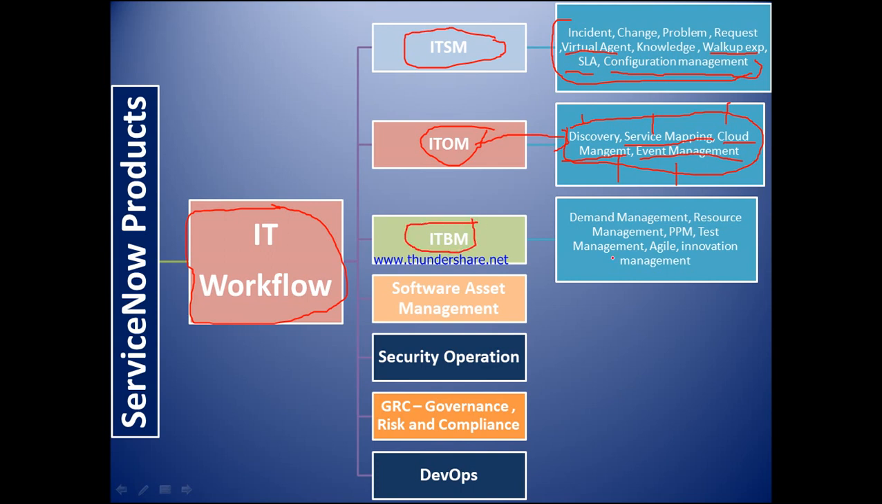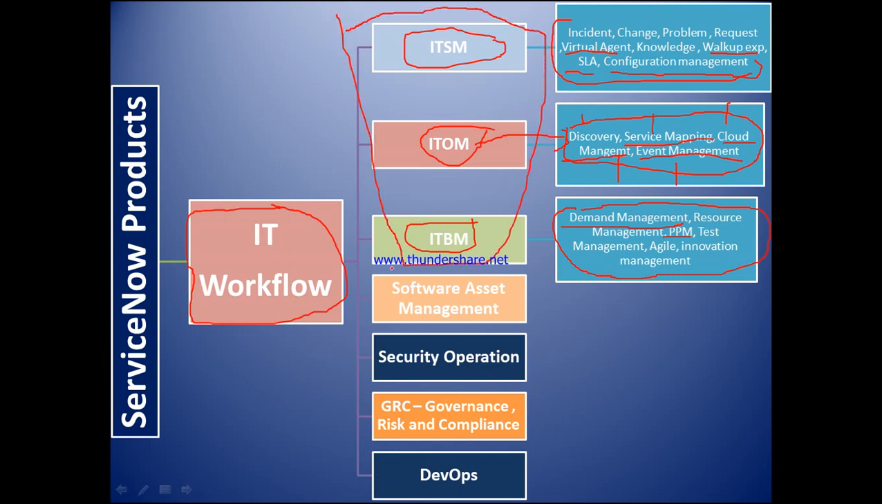ITBM is basically business management, from the business perspective, and helps you with demand management: if any demand is coming, what is the life cycle for the demand. Resource management: if my resources are working on a project, how I can manage that part. PPM is project portfolio management, again how to manage that part. The third one is test management, to automate tests, you use Agile. Innovation management has been introduced into the ITBM part. So majorly I can say these three are very much used in the market by many of the customers.